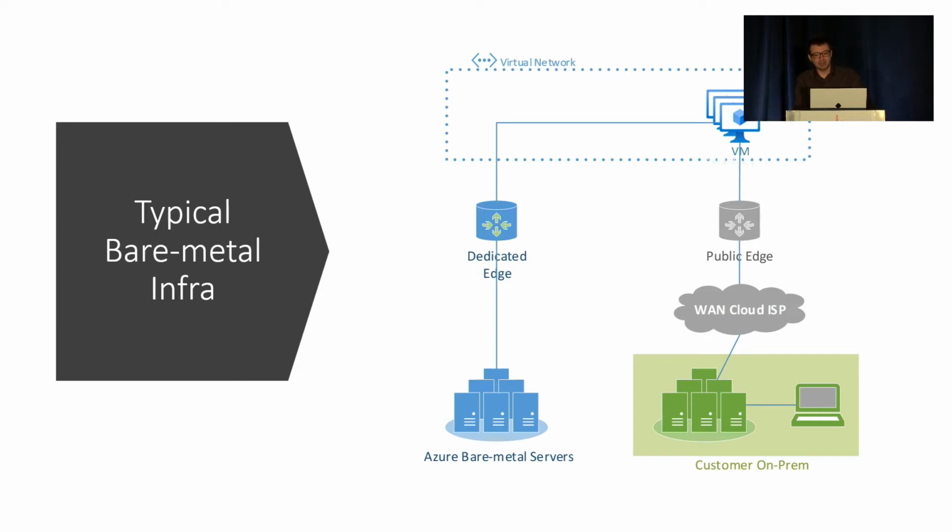This is a high-level overview of a typical bare metal infrastructure, or at least what it used to be before Bluebird. Customer on-prem have their own data center, and they connect through an ISP, and they form an L2 peering with our public edge, so they get into the virtual network. And from there, they connect to a dedicated edge and then to a bare metal, which is in a colo data center.